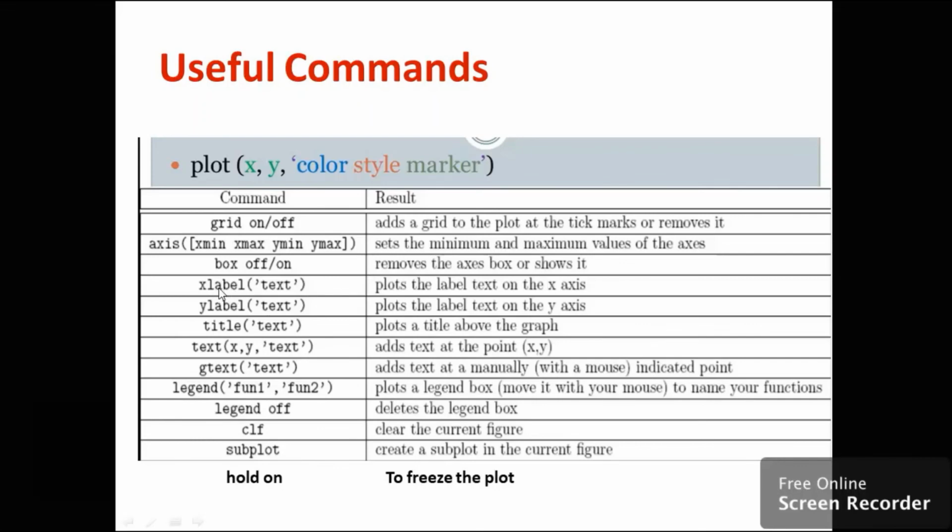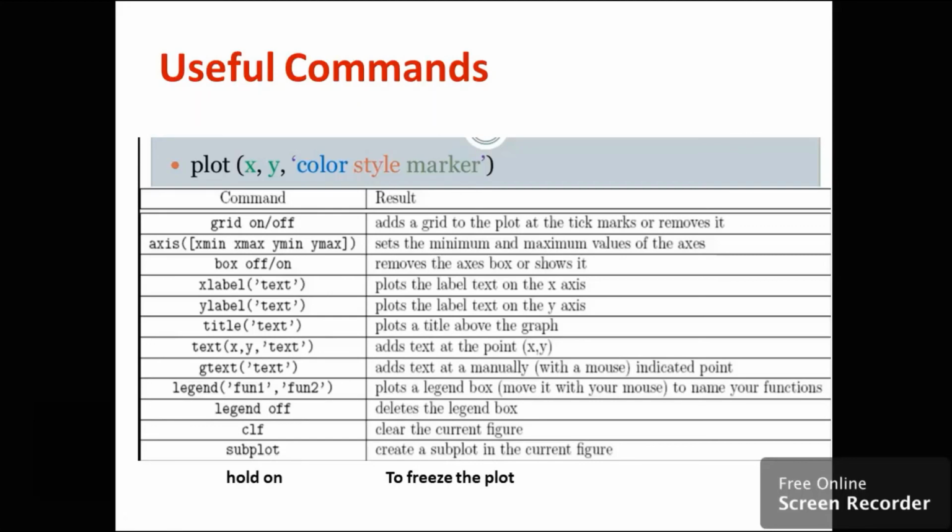For labeling the x-axis and y-axis, you can use xlabel and ylabel. Similarly, you can use title. You can provide the title of the graph by using the command title. Similarly, text can also be added by using the command text: text of variable 1, comma, variable 2, comma, and we can put the text in single inverted commas. Then gtext. The main purpose of using gtext is to add text manually with a mouse, indicated by the point. The usage will be very rare, but this can also be used.